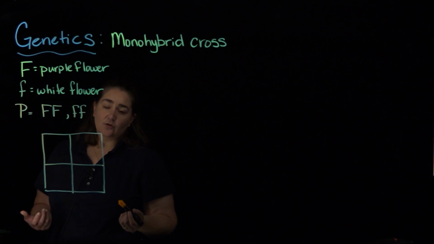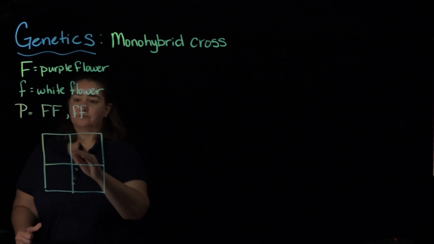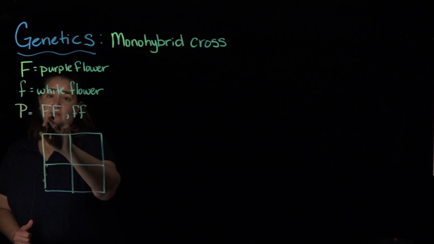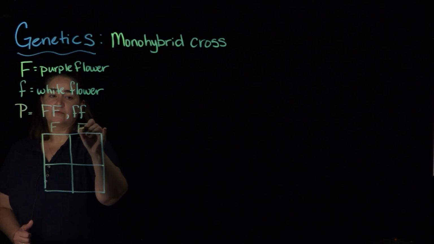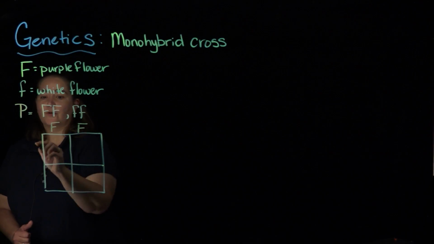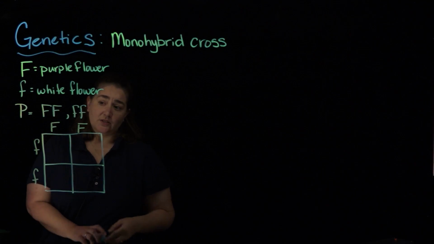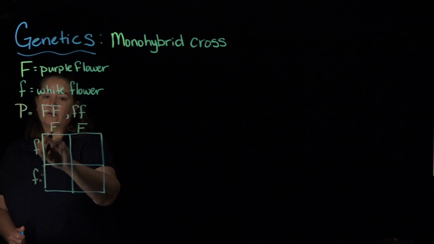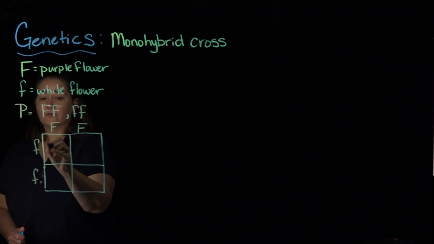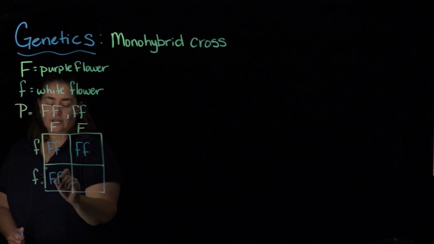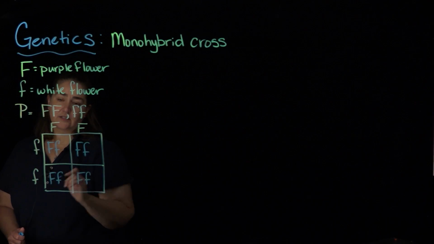Okay? So again, our parental generation, we're going to assign one letter in front of each box, okay? So we'll put the dominant allele up top, okay? Capital F, lowercase f, okay? We fill in our Punnett Square. Again, we look at our alleles. Remember, the dominant allele always goes first. So we have capital F, lowercase f, in every box.